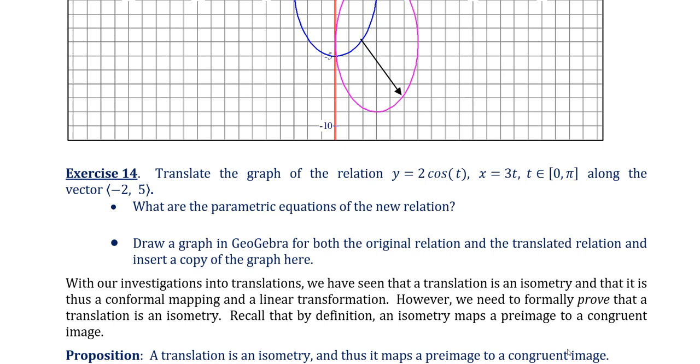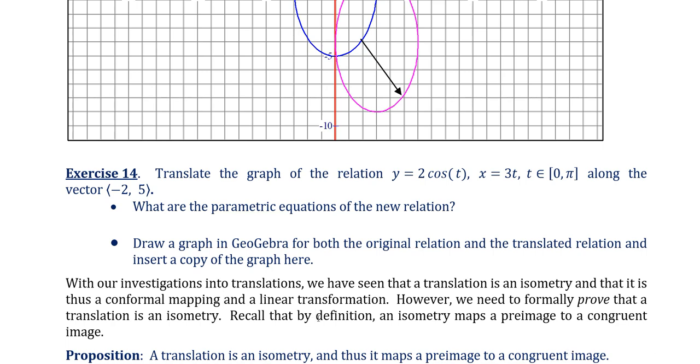But we need to formally prove that a translation is an isometry. This is a pretty formal geometry class, anyway, at least my college geometry class is. So, how are we going to go do that? We have to recall by definition, isometry maps a preimage to a congruent image. That's the definition of congruence, right?